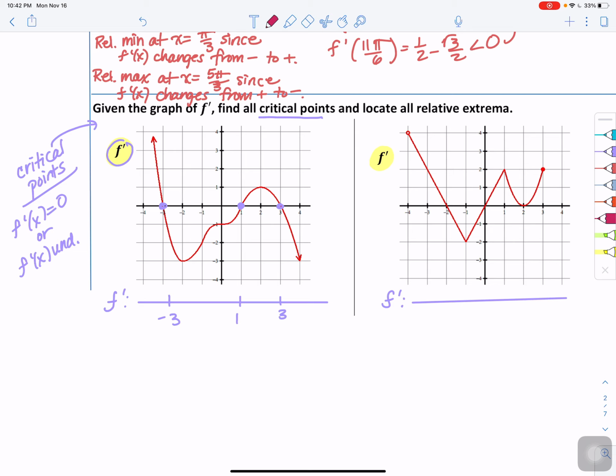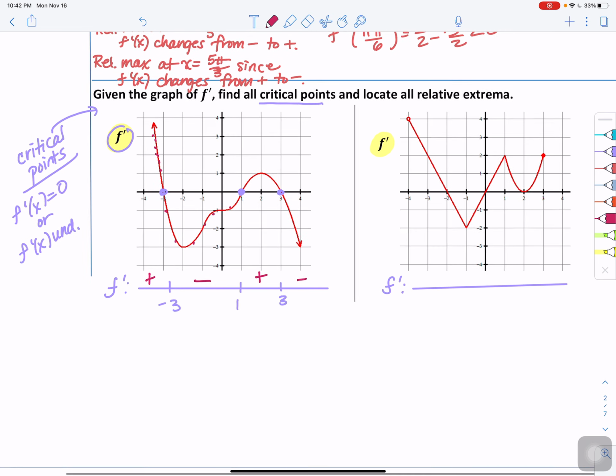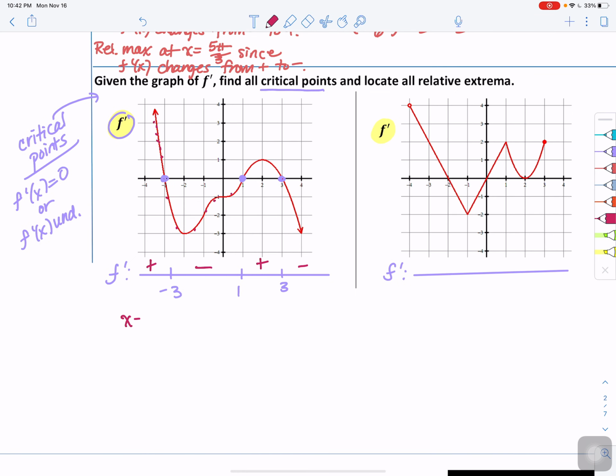To the left of -3, the derivatives are all positive. These are all positive values. Between -3 and 1, always negative. All of these are negative y values. Between 1 and 3, positive, and then negative. So now we can say at x equal to -3, we have a relative max. X equal to 1, we have a relative min. And x equal to 3, we have a relative max.